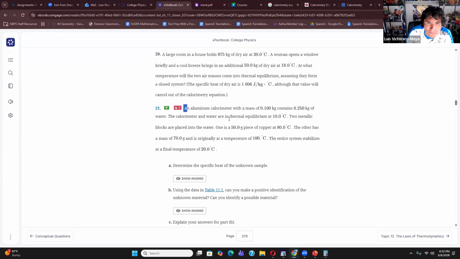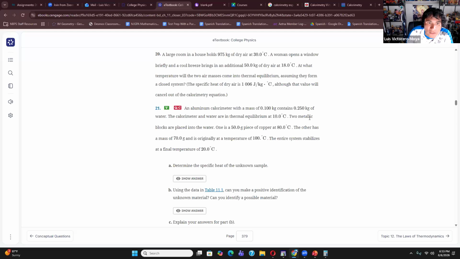Okay, let's do this one. Let's take a look at this. So here it's an aluminum calorimeter. Okay, so now we have an aluminum calorimeter like the one that you did, with this mass, and it contains this amount of water. So we cannot ignore the calorimeter now. The calorimeter and water, so this is the experiment that you guys did. The calorimeter and water is at 10 degrees Celsius of equilibrium.